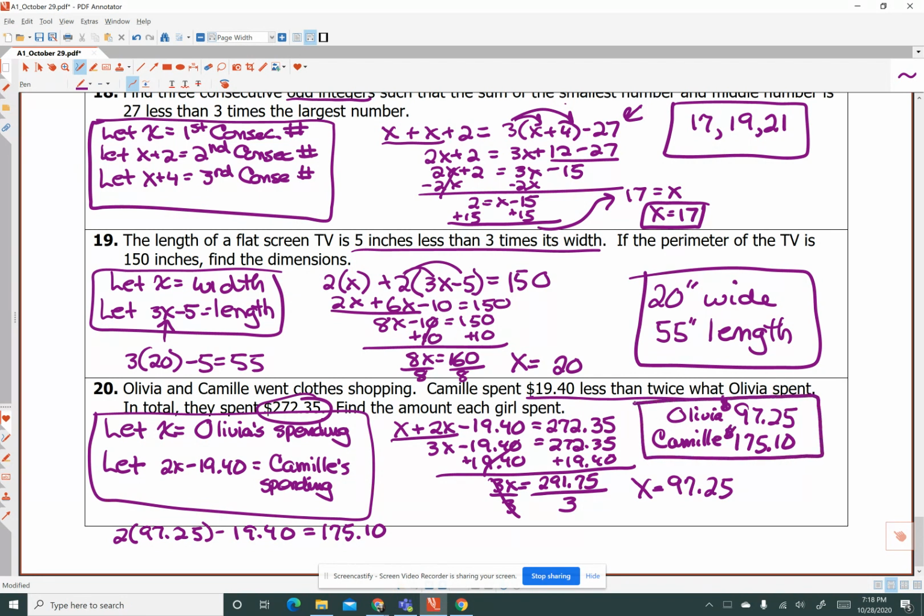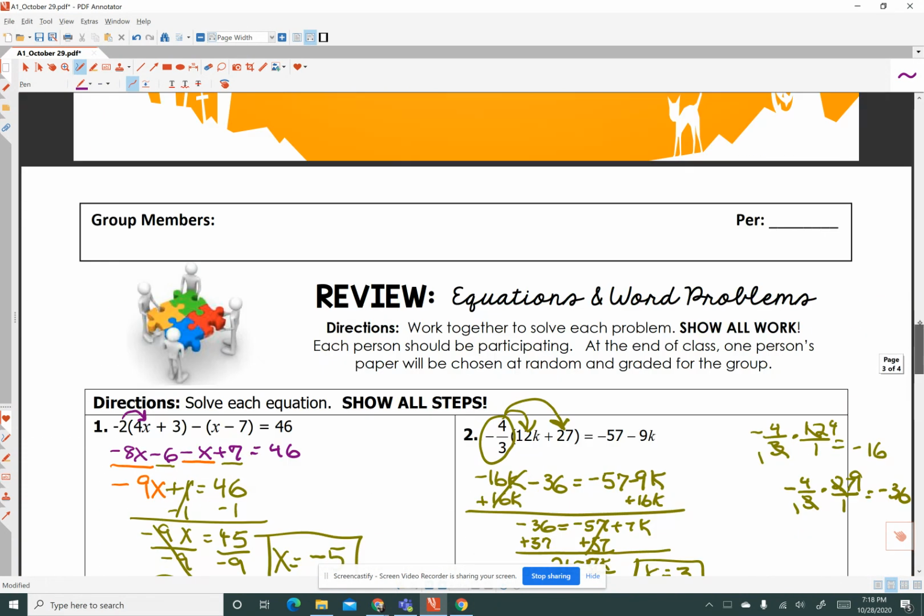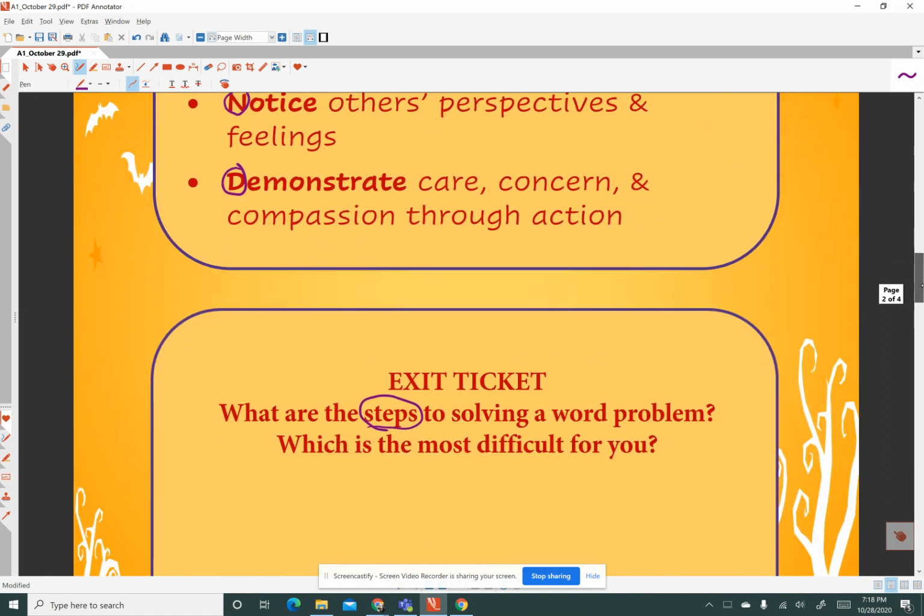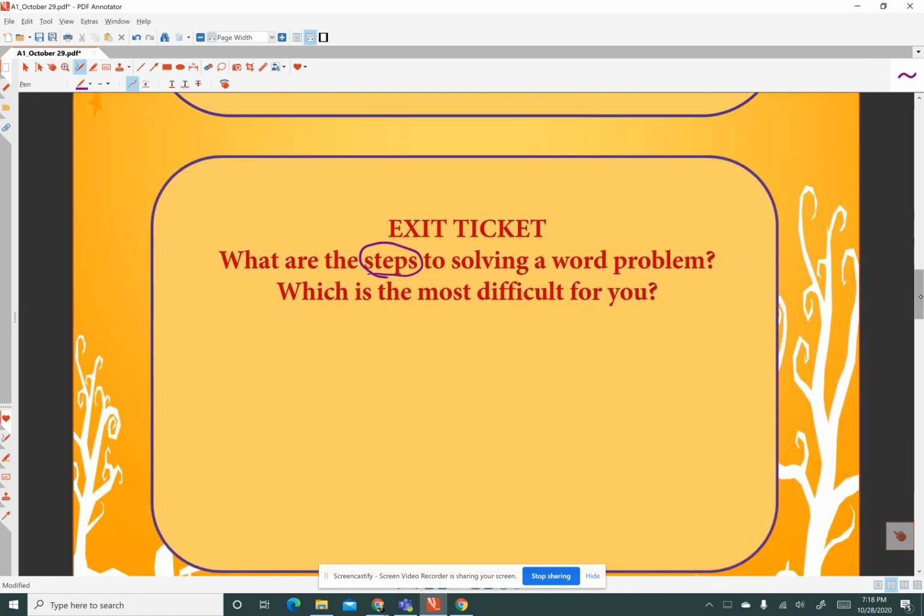I hope this was a good review for you. Please go back and answer our exit ticket question about steps to solving a word problem: how we define our variables, we set it up, we solve. And think about which is the most difficult for you. And when you do that, practice a few on your own. And I know that if you do that, you'll be great.